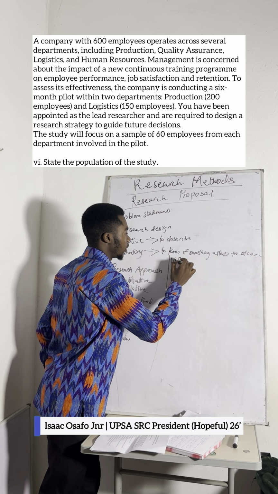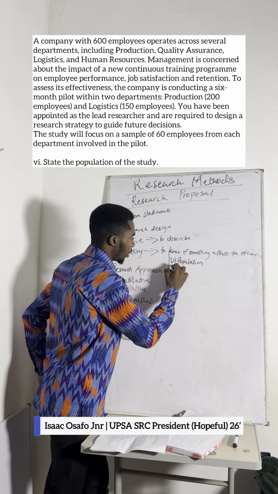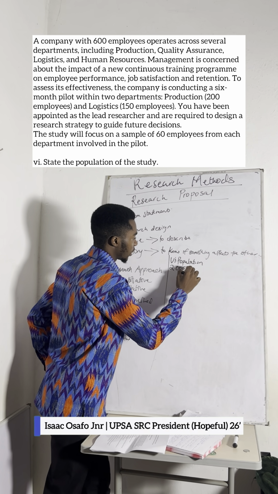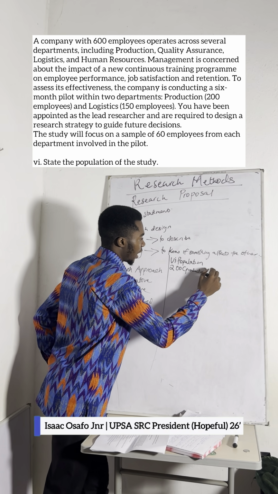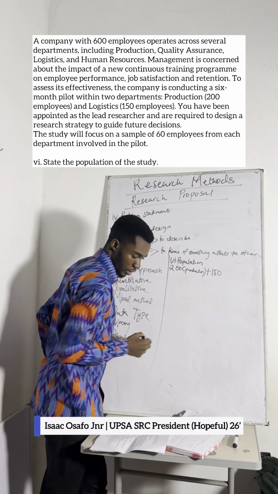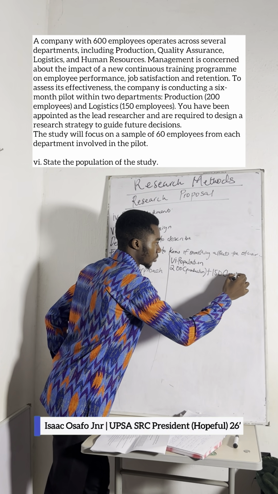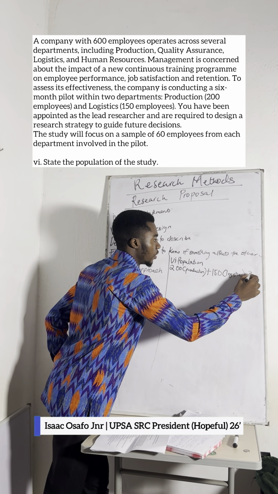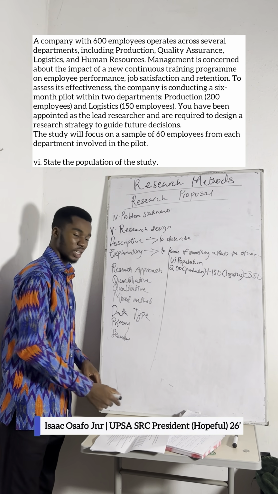So for the population of the study, we had 200 employees from production, right? Then plus 150 employees from logistics. So when we add all, it will give us 350 employees. So don't make a mistake and use 600 employees.